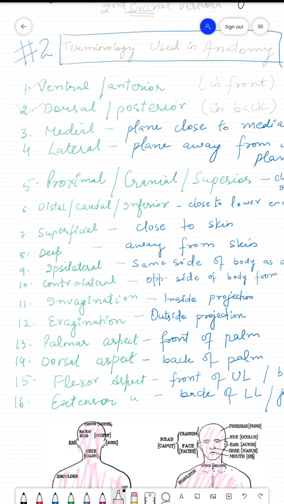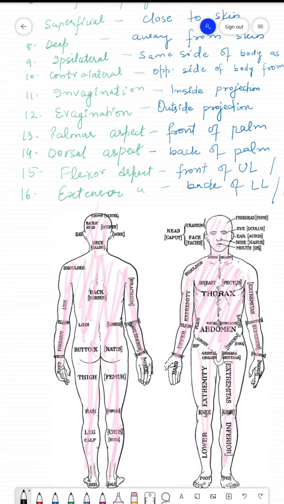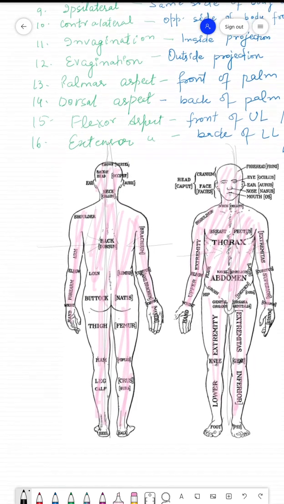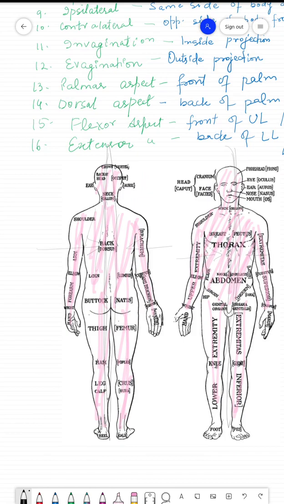Now the next terminology is the medial. Medial means the plane close to the median plane. This is the median plane. And the plane which is close to the median plane is the medial border. Then the lateral border is the plane away from the median plane.